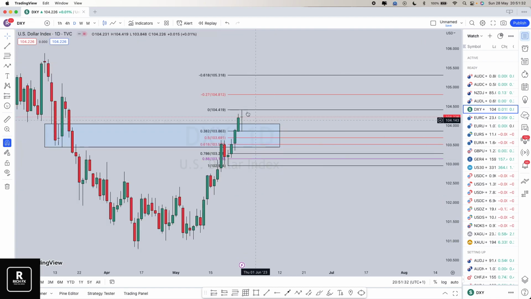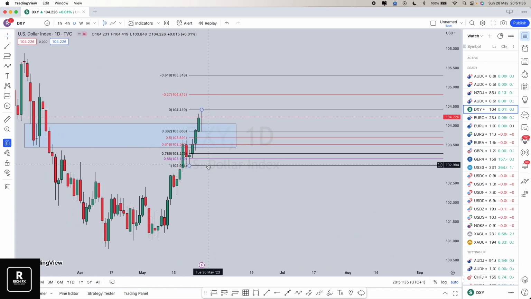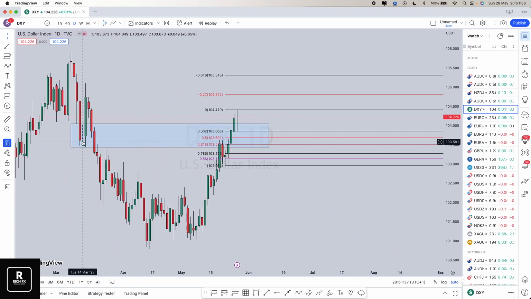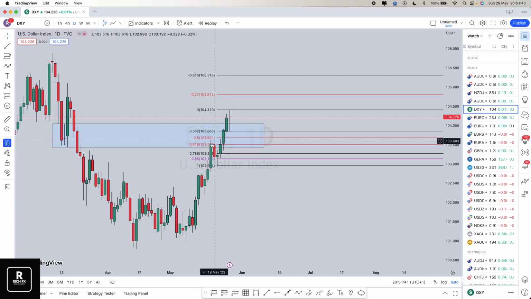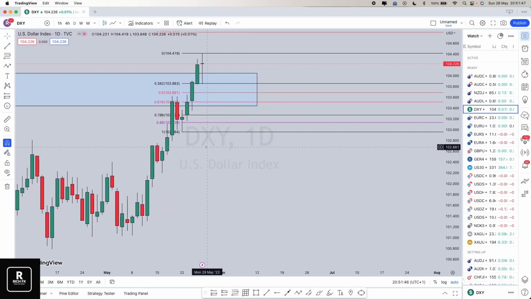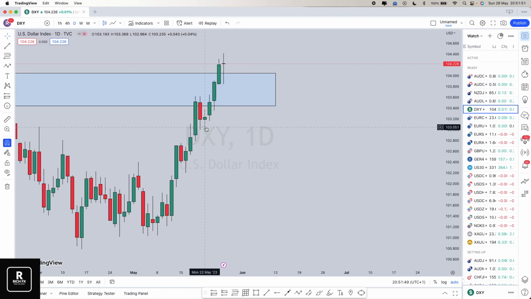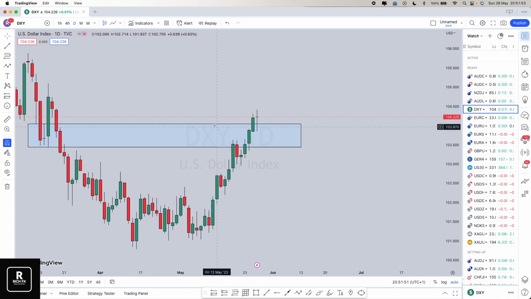Next pair, the DXY. DXY, nice flip zone, support, huge sales. So basically it turned to resistance over here, and it's breaking back above. So it's acting as a support now. So nice flip zone.